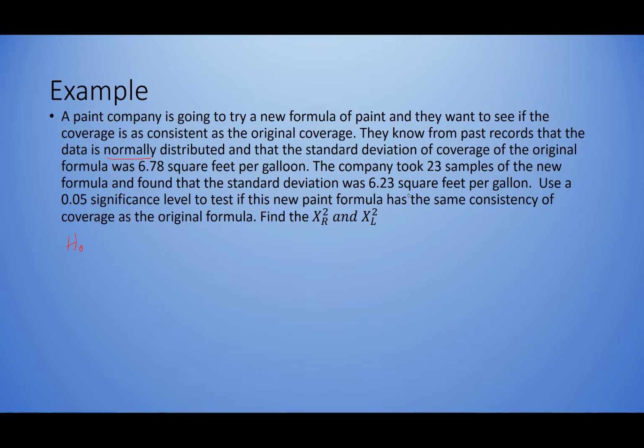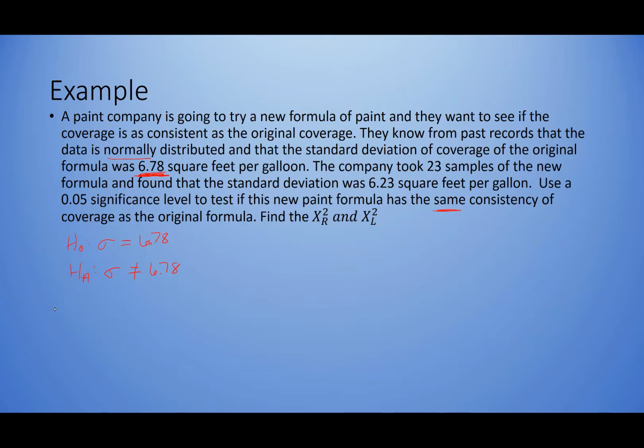Now, our null and our alternative hypothesis. We are working with standard deviations in this particular problem, so we would use our population standard deviation, and then it tells us in the problem that the original formula had a standard deviation of 6.78. So that would be our null hypothesis. Now our alternative hypothesis, it is just asking us, does it have the same consistency? So it didn't specify if it was a better consistency or a worse consistency, it was just, is it the same? So that would imply that we are going to use the not equal to symbol.